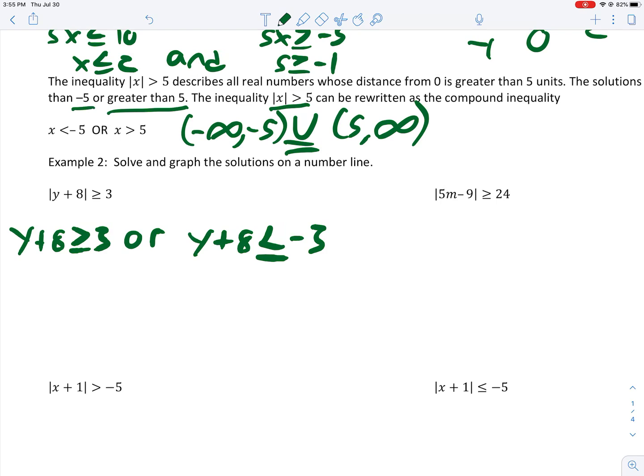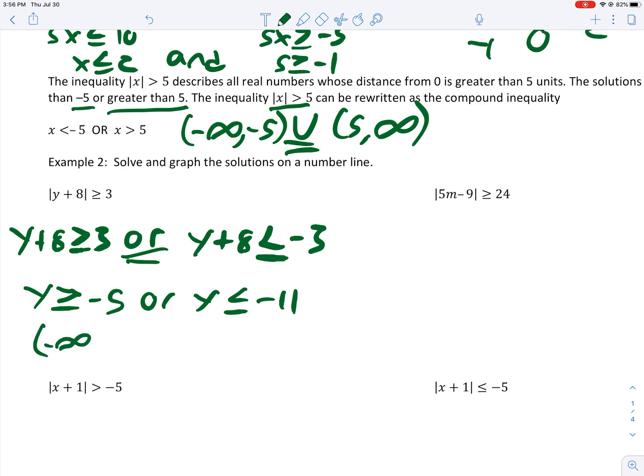Why is it an or? Think of a number that is greater than 3 and less than negative 3. There isn't one. You're either greater than 3 or you're less than negative 3. So this is why it's an or. Same way, I'm going to solve it like the last three. We're going to subtract, so we get negative 5. Subtract, so negative 11.